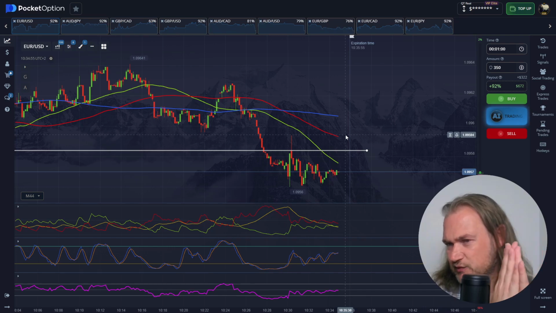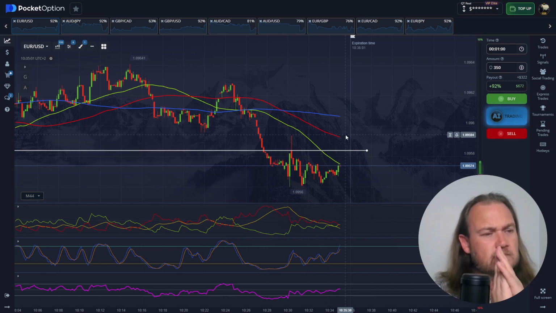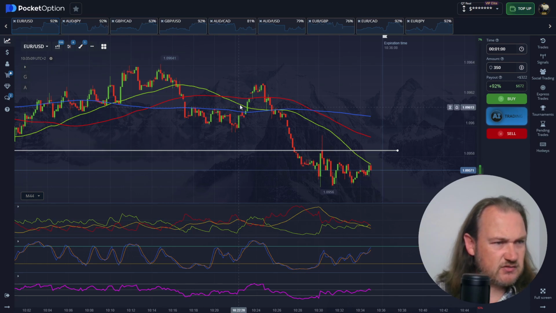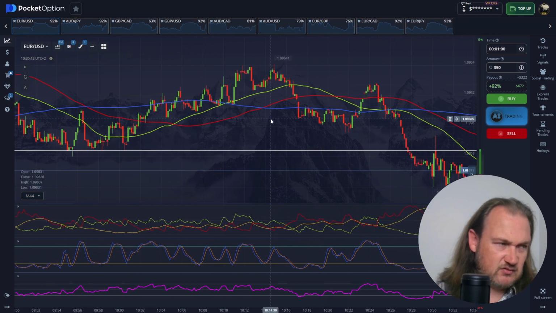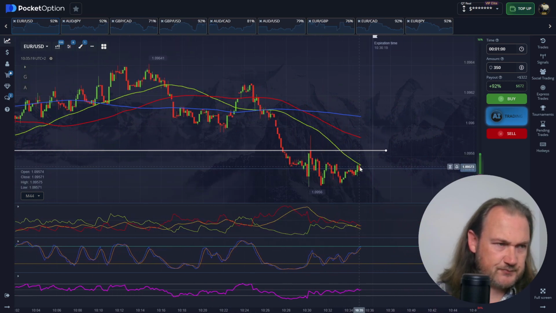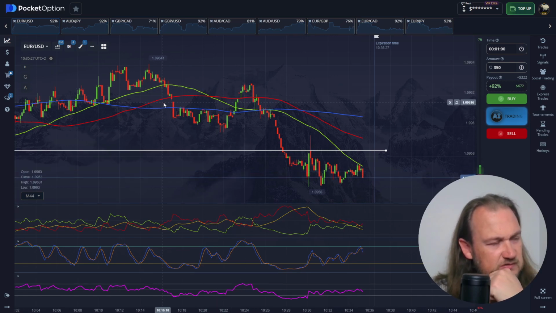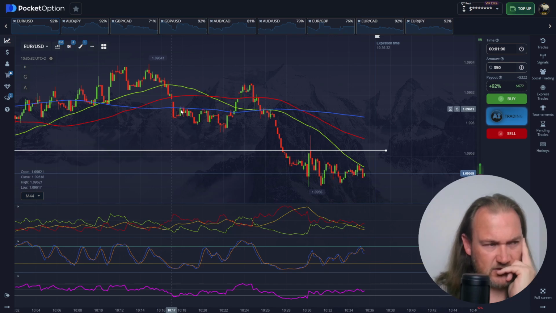So hands off the mouse. We're waiting. Because what we're getting at the moment is big move, range, big move, range. So this is not ideal, not ideal trading for me. I don't like this. The ranges are too big, or well, the duration of the range is too long. I don't like trading this.